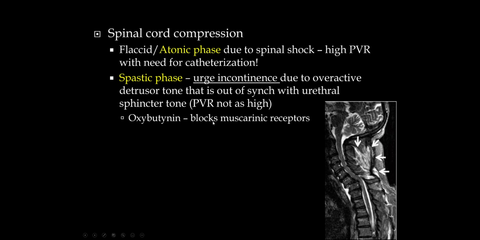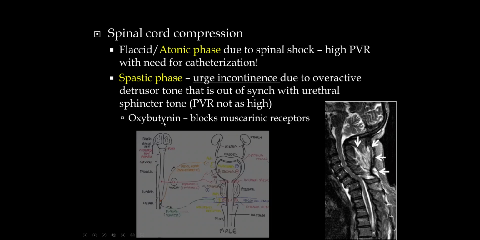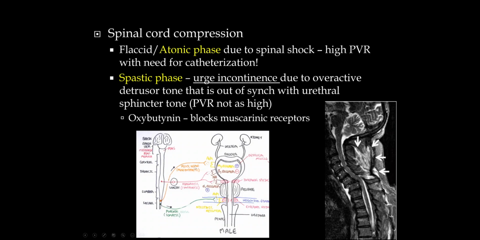So oxybutynin is a medication that can help during this stage. So to come back here, oxybutynin blocks these muscarinic receptors of the parasympathetic system. And so remember, we have a spastic bladder here. And so by blocking acetylcholine on muscarinic receptors here, the detrusor muscle is able to relax, and the spasms aren't as bad, and so they're not having as much of the urge incontinence and leakage of urine.